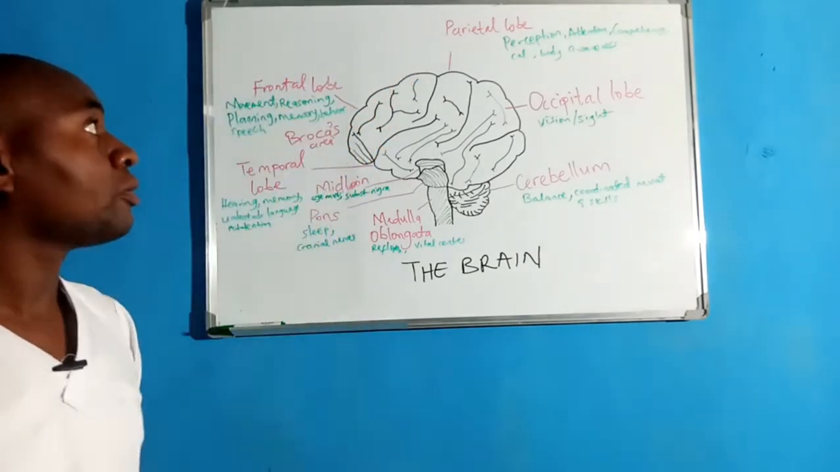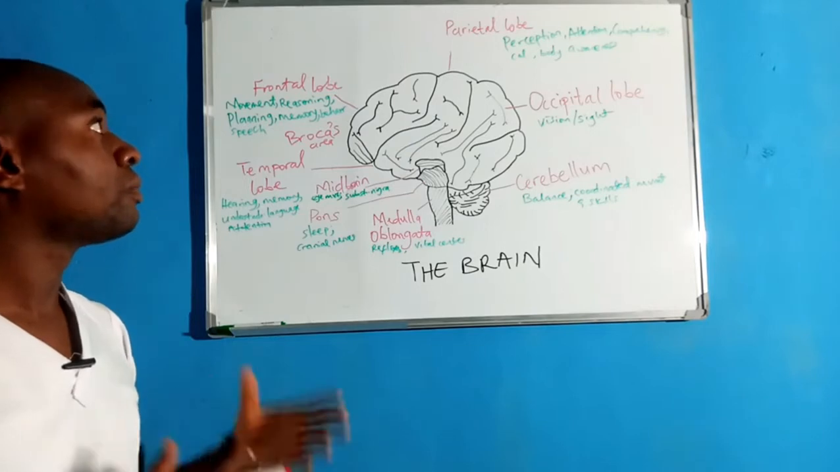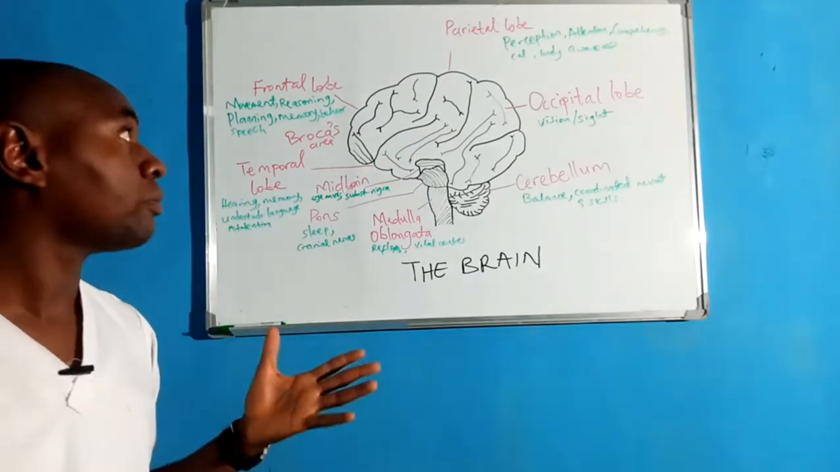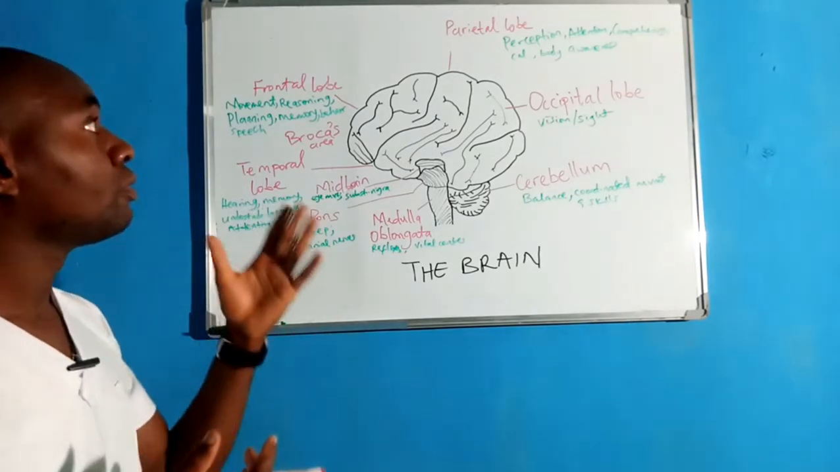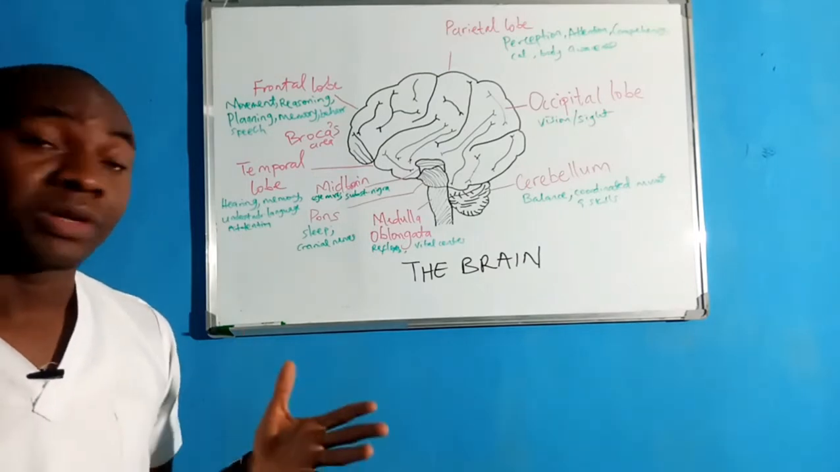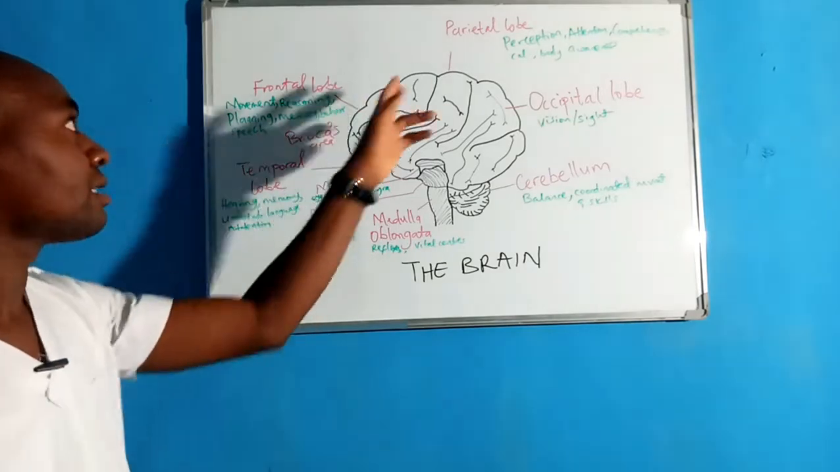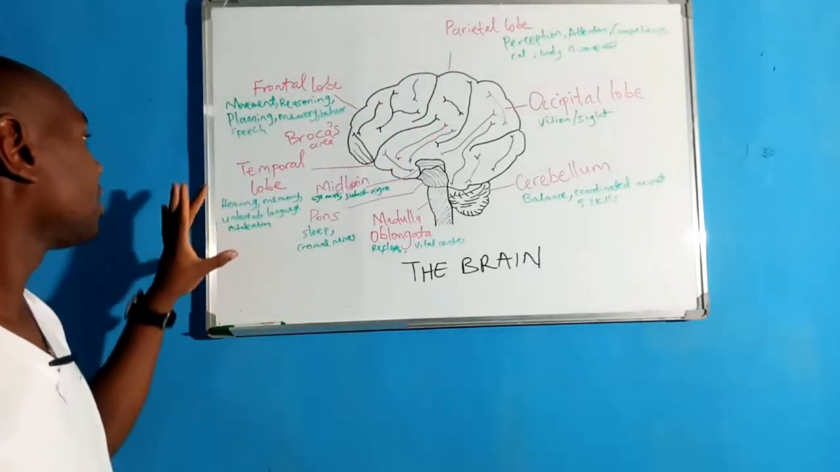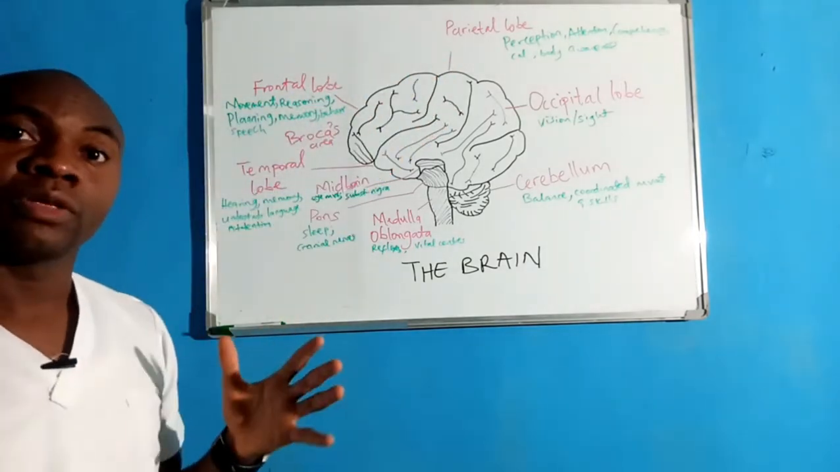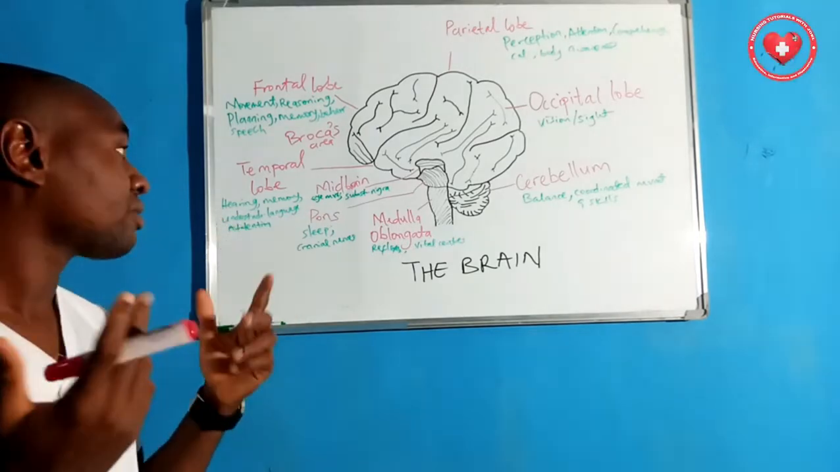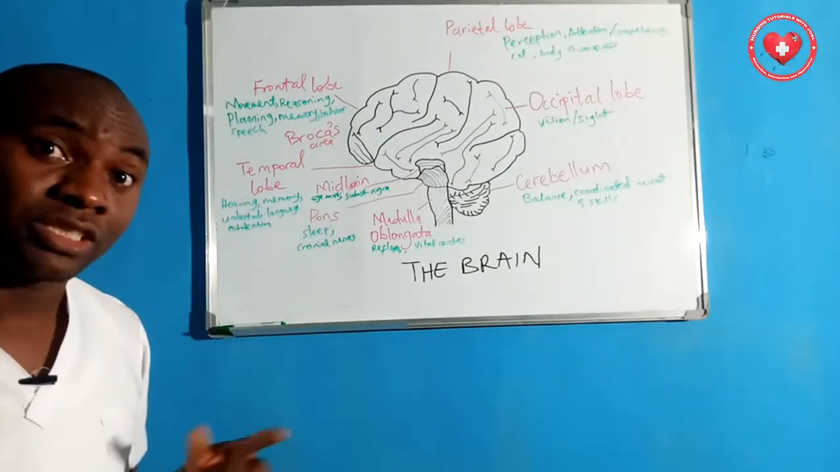Also, damage to the parietal lobe could cause impaired attention. We could have difficulty in comprehending things and even difficulty in reading and writing. That's that of the parietal lobe. Then when it comes to the temporal lobe, somebody can be deaf. The person is not able to understand what he or she hears.